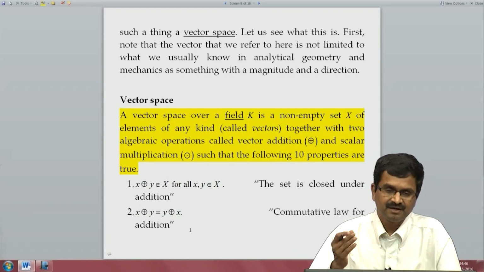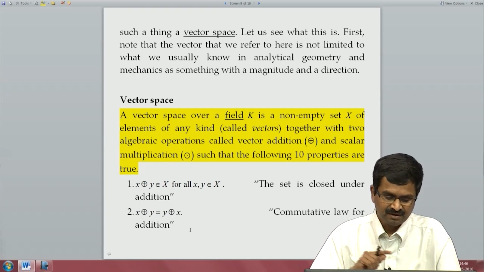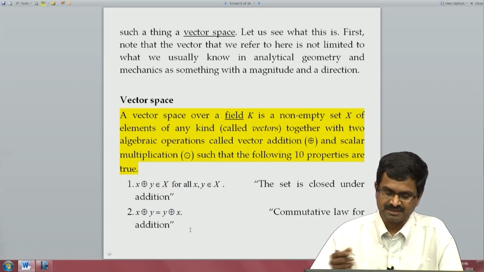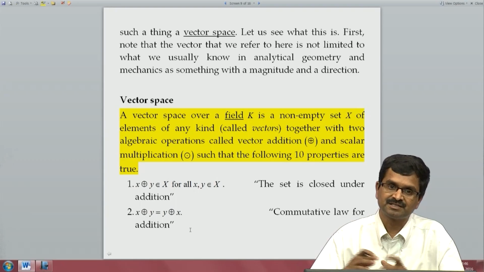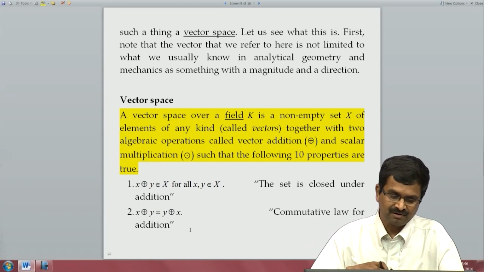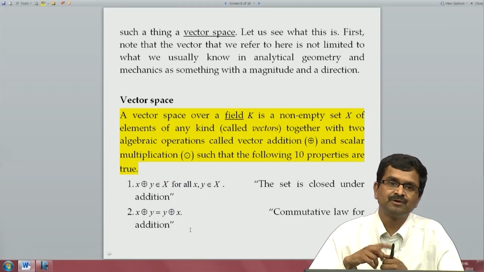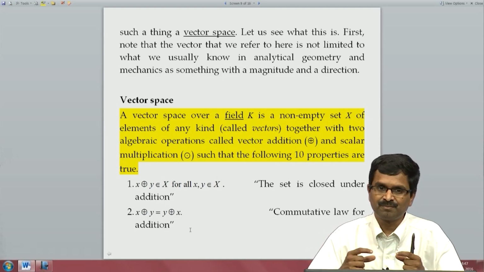The first property is that if you take 2 vectors and add them up in this particular manner, you have to define an operation which is vector addition. If you add those 2 vectors, the resultant should also belong to that space. So, the set that you are considering, the vector space, should be closed under addition, meaning if you add 2 things, you should get that back. If you say a basket full of tomatoes forms a vector space, then you should show convincingly that if you take tomato 1 and tomato 2 and add them up, you get another tomato.